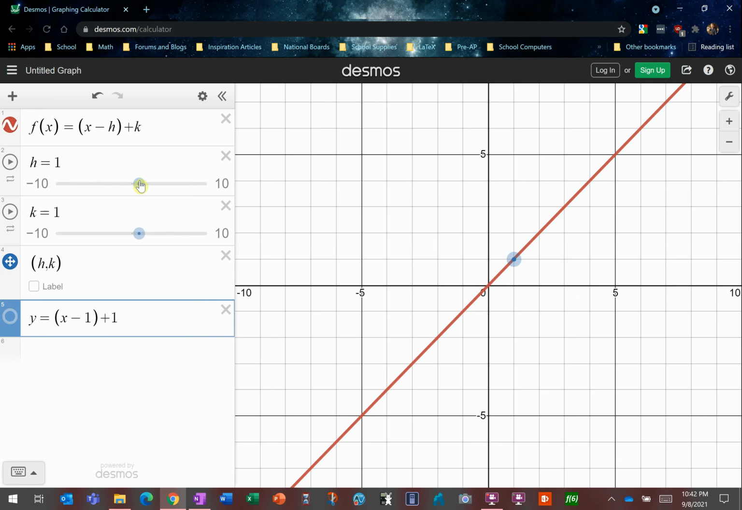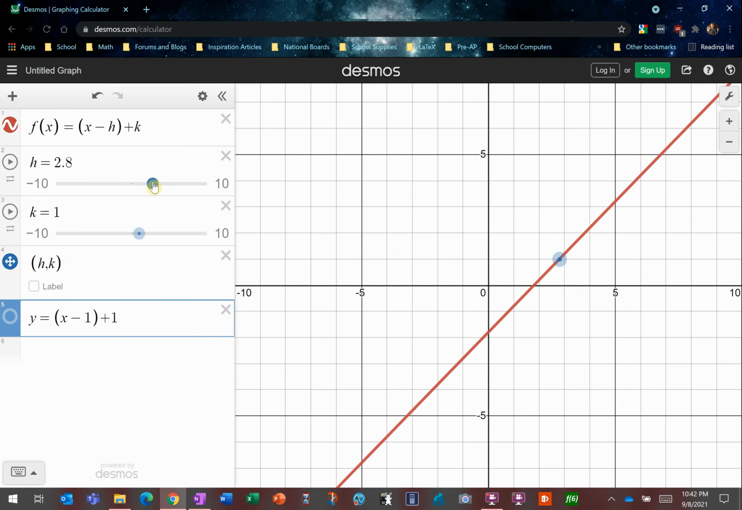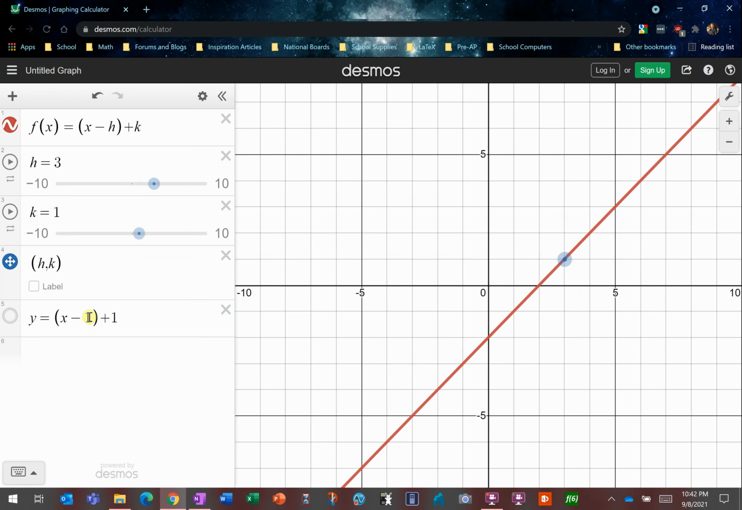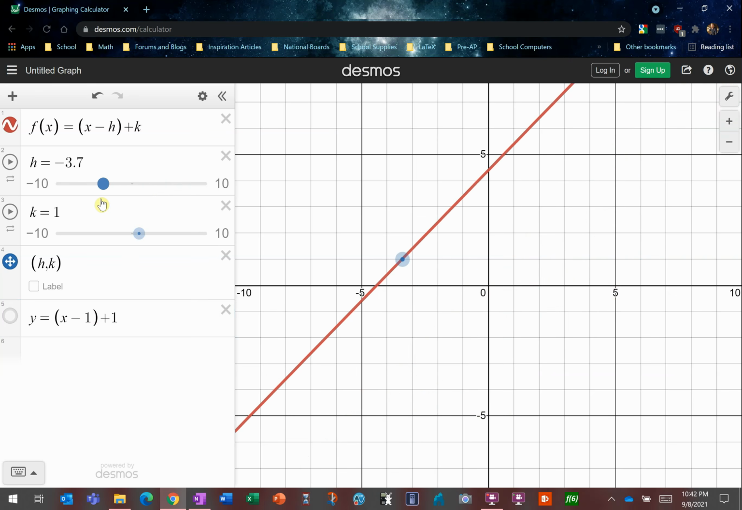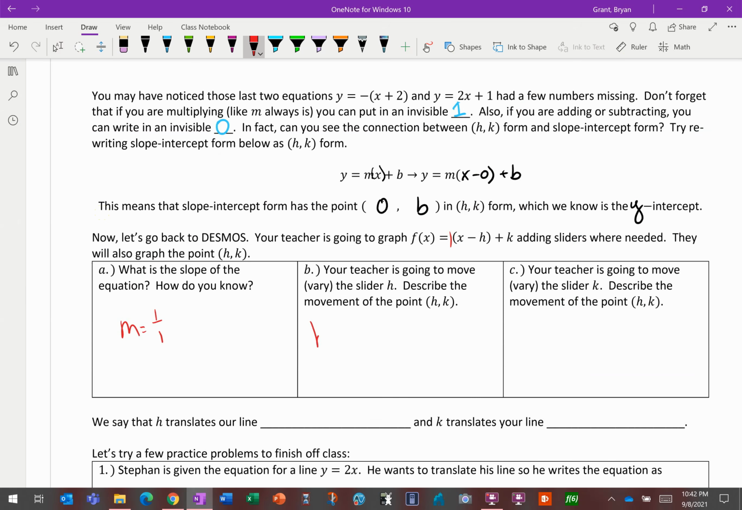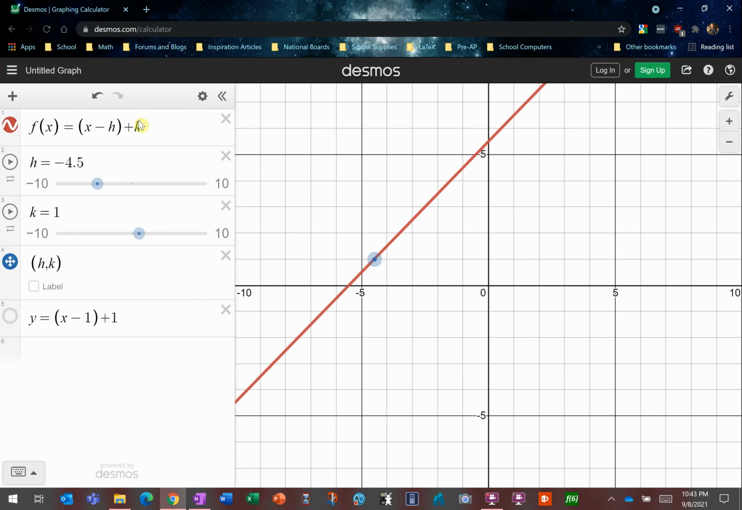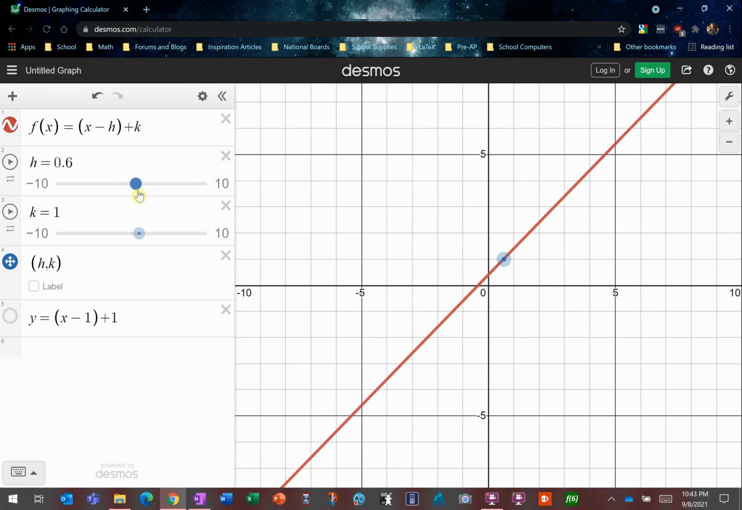Now I'm going to move this slider and let's see what happens to my equation. As I change h, right now h is 3, so this would be a 3 down here. What is happening to our graph? Well, it looks to me like our graph is moving horizontally. So h controls our horizontal movement. That was the missing piece that we didn't have in slope-intercept form. Right? If I bring h back to the original 1 that it was at, it doesn't have to be perfect, but I'll do my best.